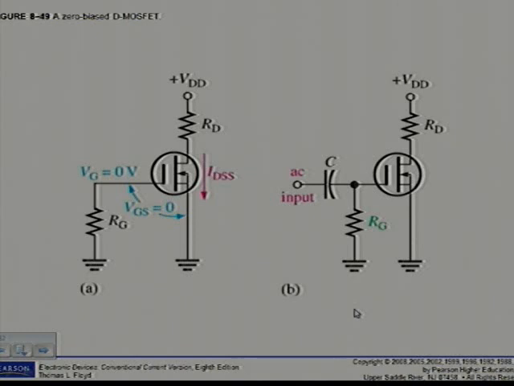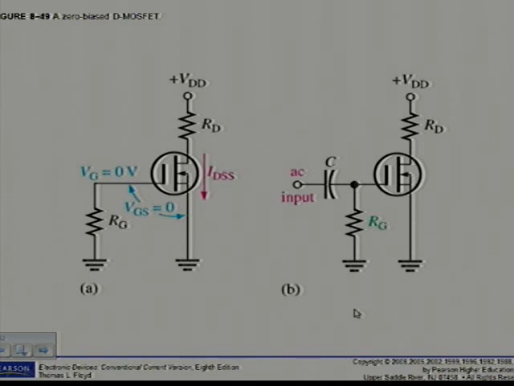Again here the purpose of RG, as we've seen in a previous section as well, is to accommodate an AC signal input by isolating it from ground as shown in figure 8.49b. Since there is no DC gate current, RG does not affect the 0 gate to source voltage, no?